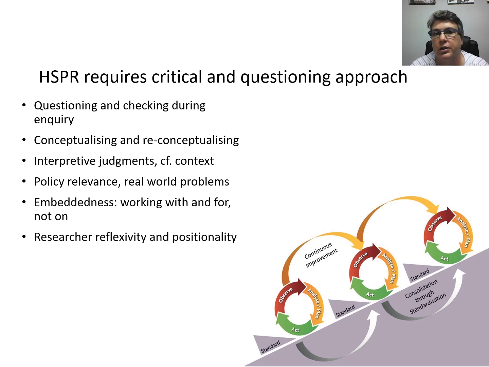We also need to consider very specifically the policy relevance. In health policy and system research, we work with real problems in the real world, and therefore the policy relevance and the implications for policy is a primary consideration. A further important component is embeddedness. In other words, we are working with and for our participants and our stakeholders. We do not do research on these participants and stakeholders.